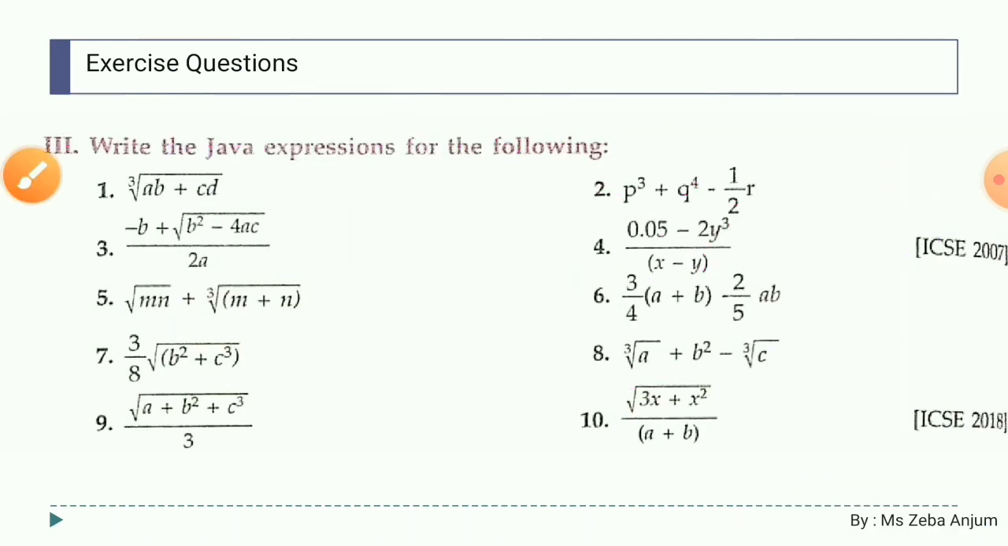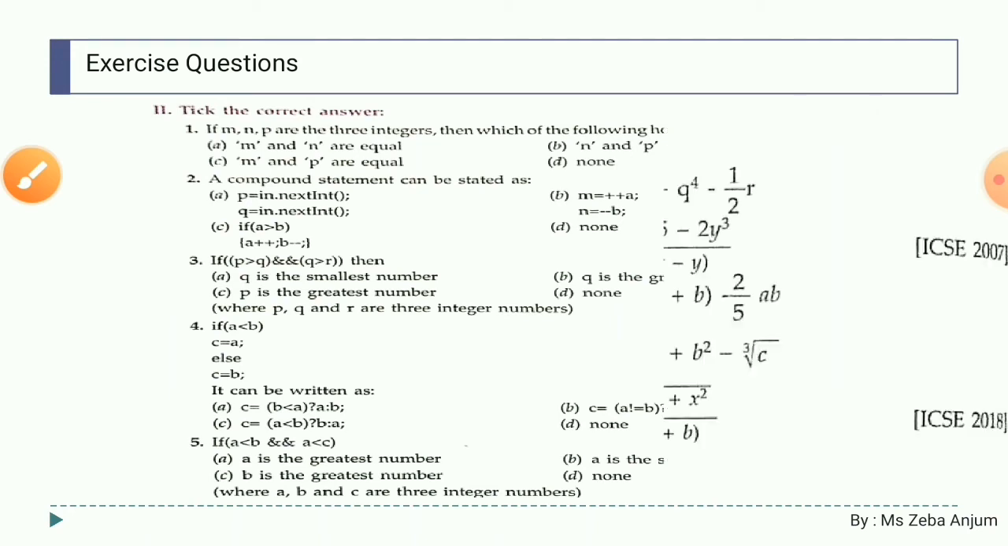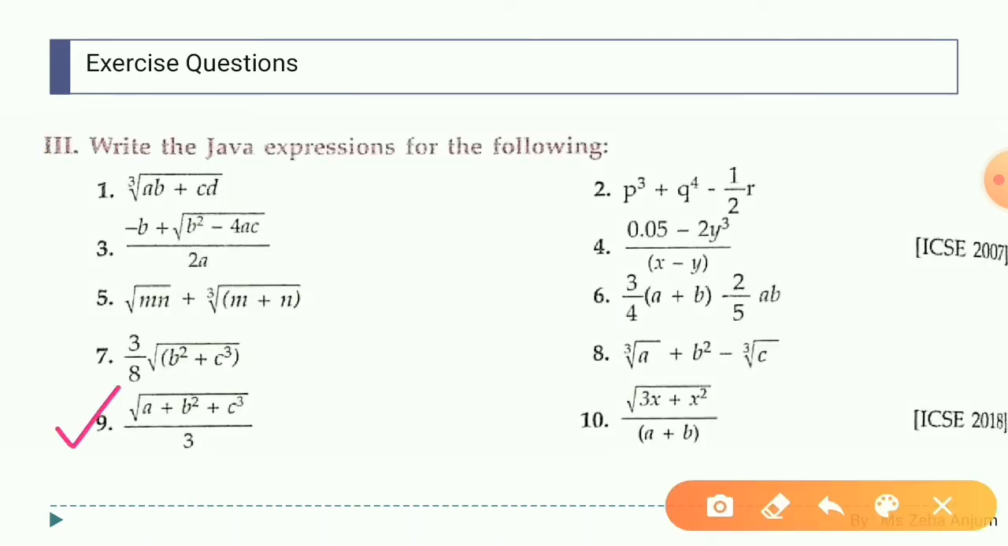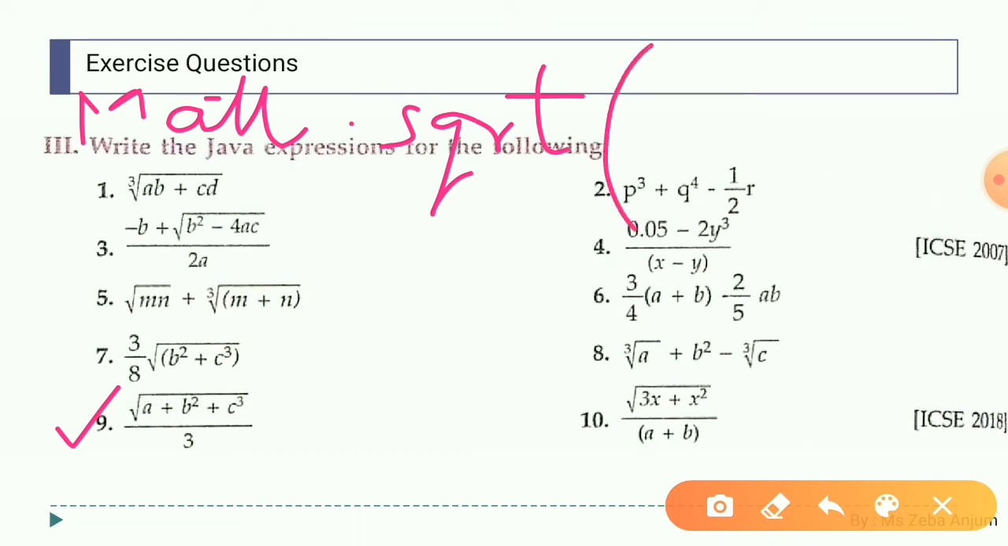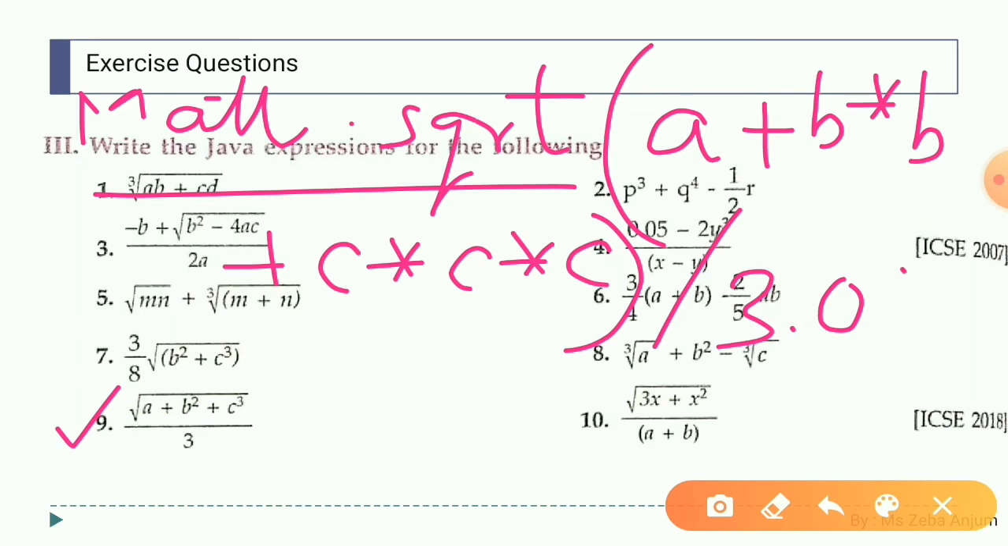For the ninth one, over here, firstly we are having the square root function on the numerator, so write Math.sqrt and in brackets write a plus b into b plus c into c into c, and divided by 3. Either write 3 or write 3.0. Both are the same because the square root method will give you a double value.